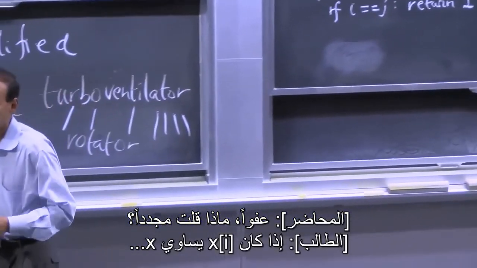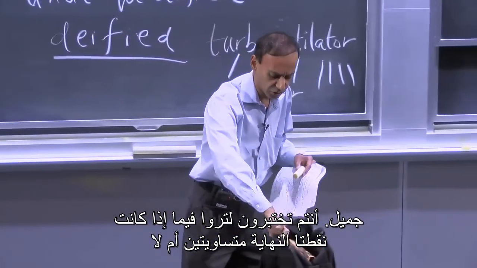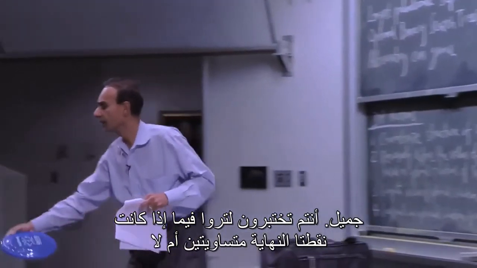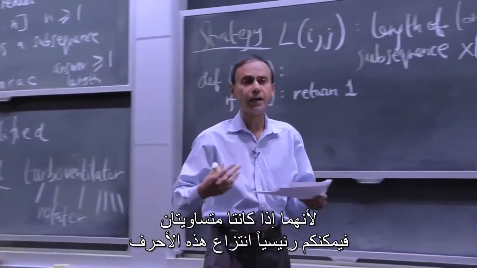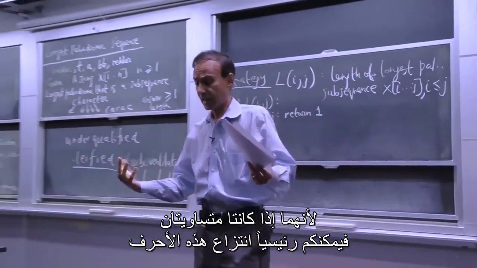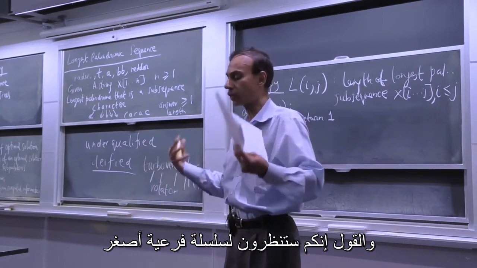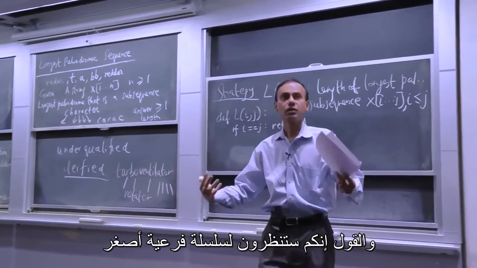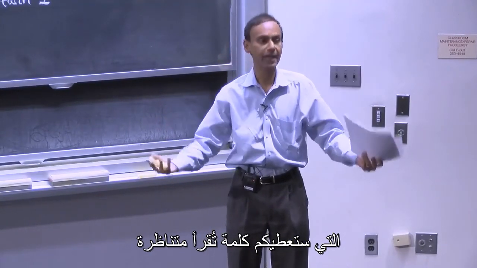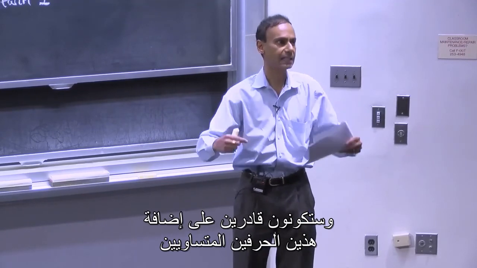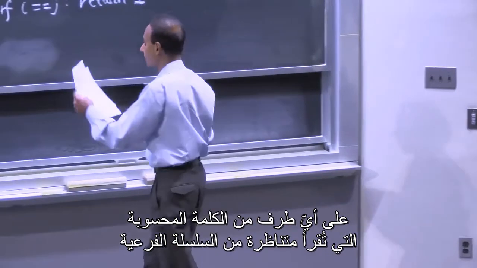Sorry, what was that again? If x of i equals x of j. Beautiful. You're just checking to see whether the two endpoints are equal or not. Because if they're equal, then you can essentially grab those letters and say that you're going to be looking at a smaller subsequence that is going to get you a palindrome, and you're going to be able to add these two letters that are equal on either side of the computed palindrome from the subsequence.